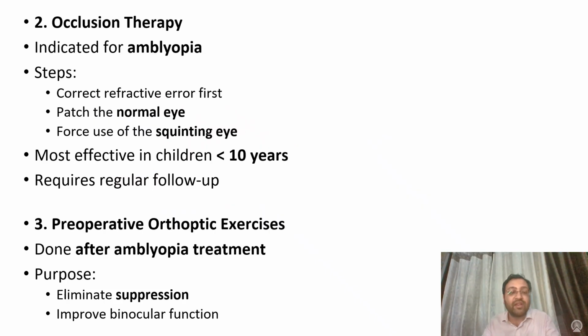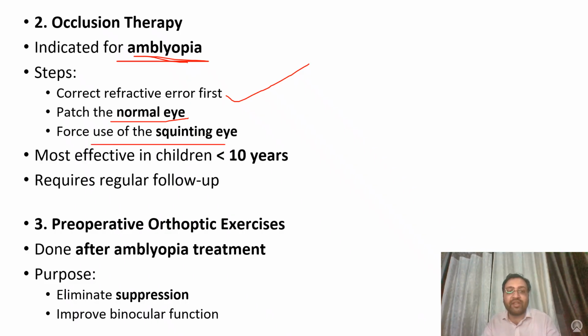All right. Coming on to occlusion therapy, this is indicated in cases of amblyopia. So what are the steps? First of all, we need to correct the refractive error. Then we need to patch the normal eye and force the use of the squinting eye. It is most effective up to 8 to 11 years of age. Why? Because after 8 to 11 years of age, the plasticity of the nerves decreases. So it requires regular follow-up.